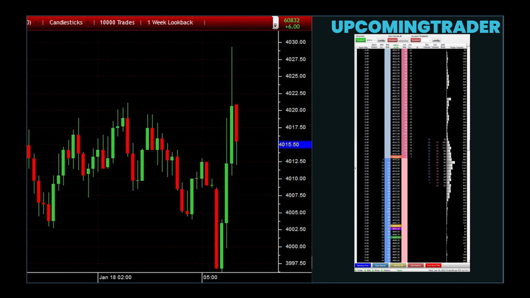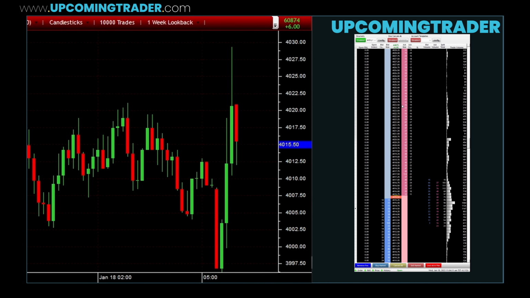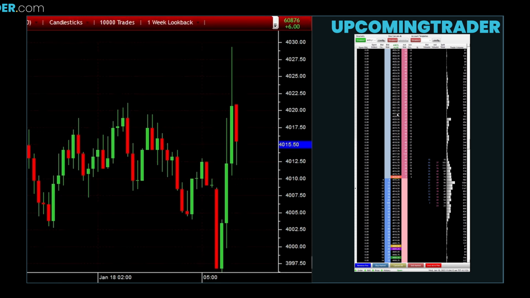Lastly, we have the rounding bottom and rounding top patterns. A rounding bottom is a bullish reversal pattern that forms gradually, resembling a bowl shape. Volume typically decreases during the formation of the bottom and starts increasing as the price begins to rise out of the rounding formation, confirming that the buying interest is returning.